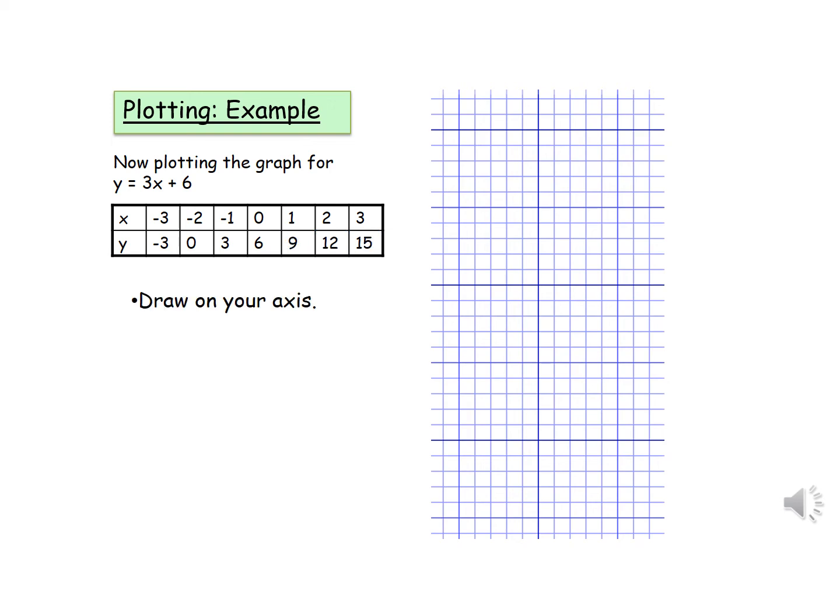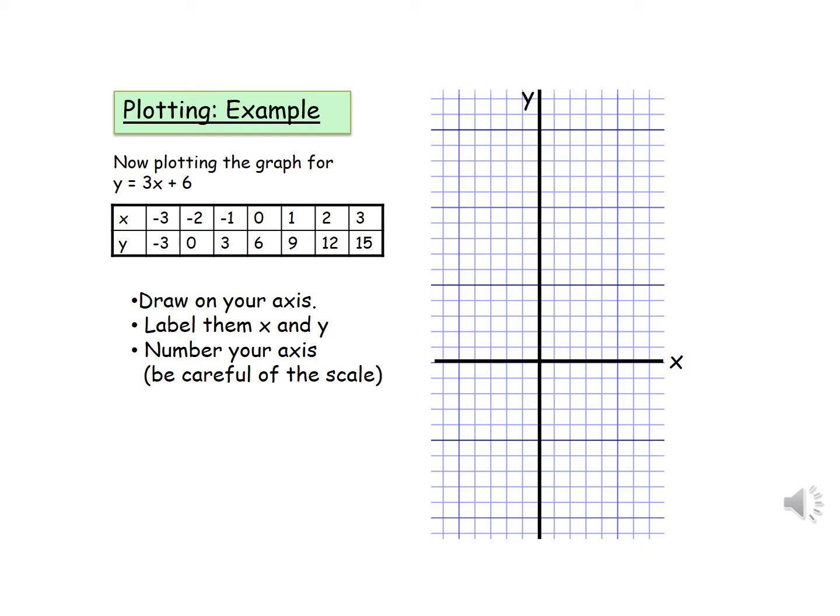Okay, so what you need to do now is draw on your axis. You need to draw on your y-axis and your x-axis. The y-axis is the vertical line, the x-axis is your horizontal line. Number your axis. Be careful of the scale. So have a look at the increments. In this question, you can see that the x values are spaced by 2 increments and the y values are spaced from 5 increments, 1 increment each to give me 5.